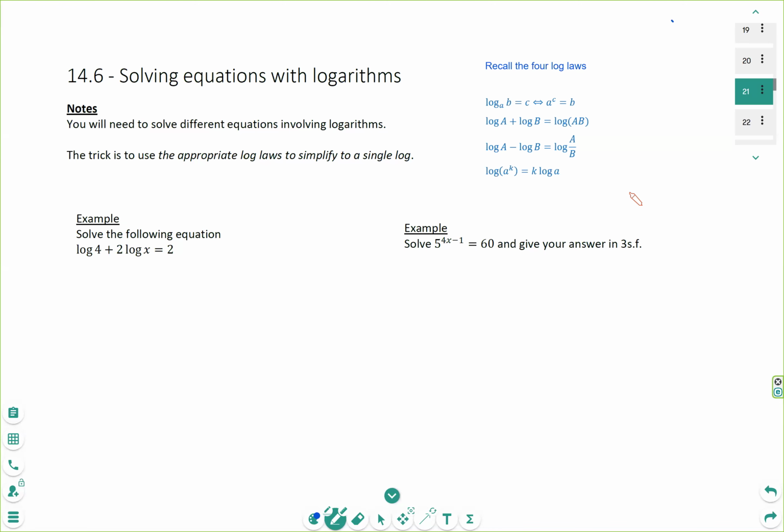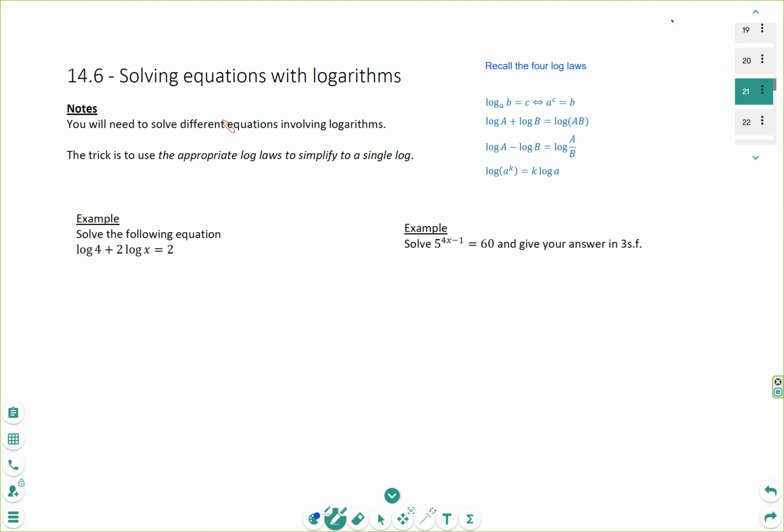Welcome to Pure One, Chapter 14.6, where we continue with the logarithms. In this lesson, we're going to apply the four log laws that we've learned before. If you don't know them, have a look at the previous video about the base law, multiplication law, division law, and the power law, known as the log laws of logarithms. And we're going to use these.